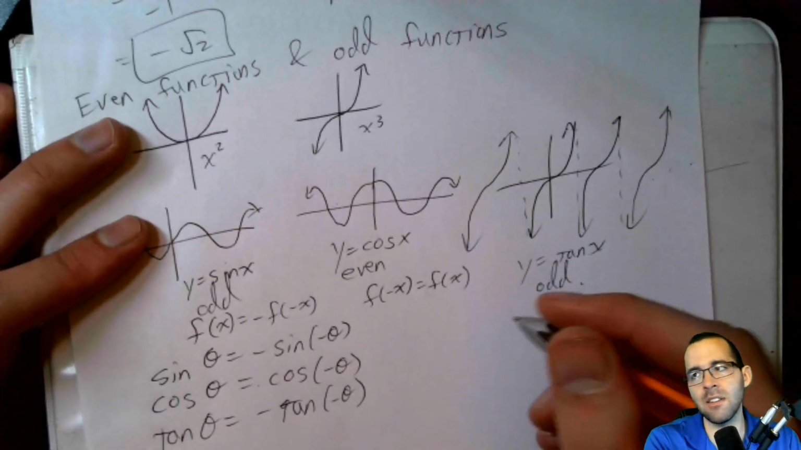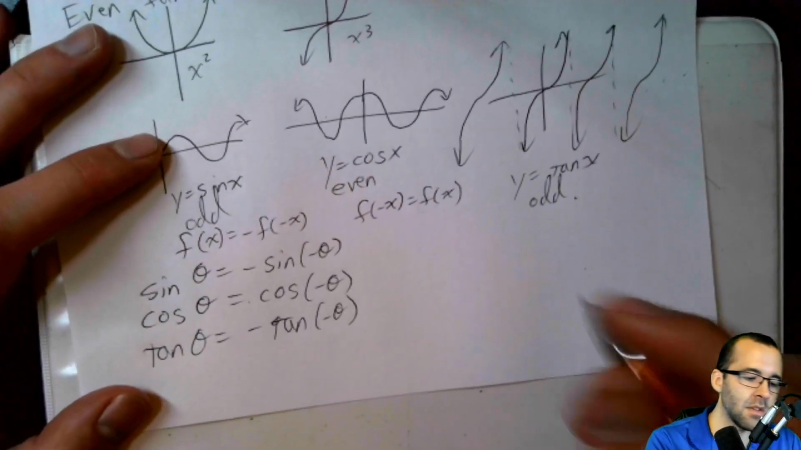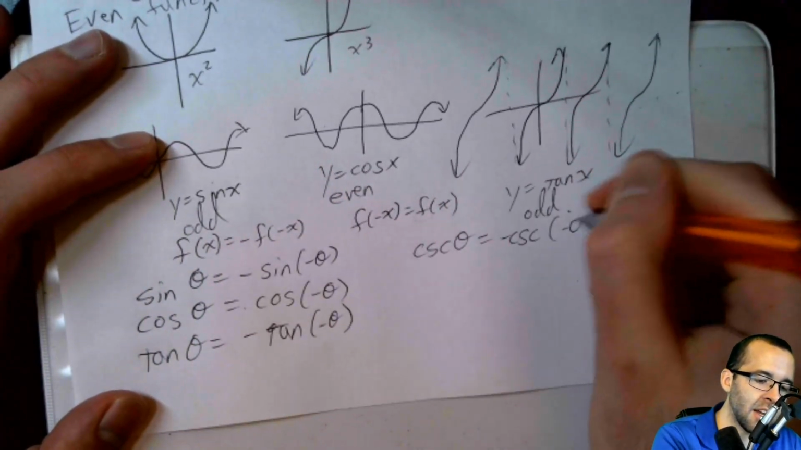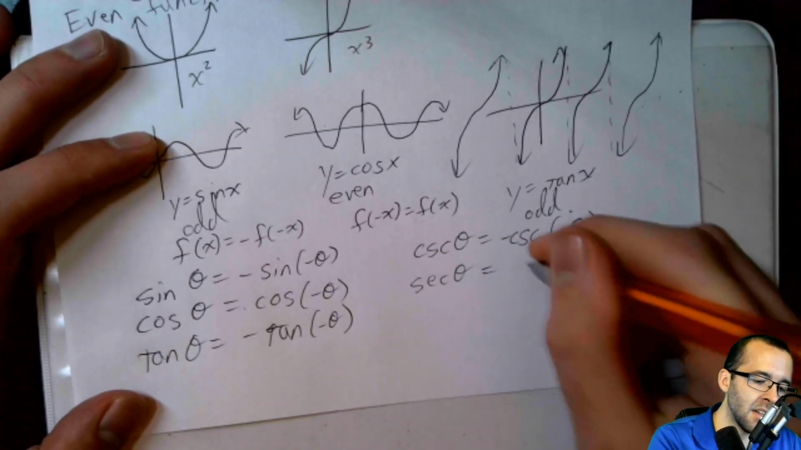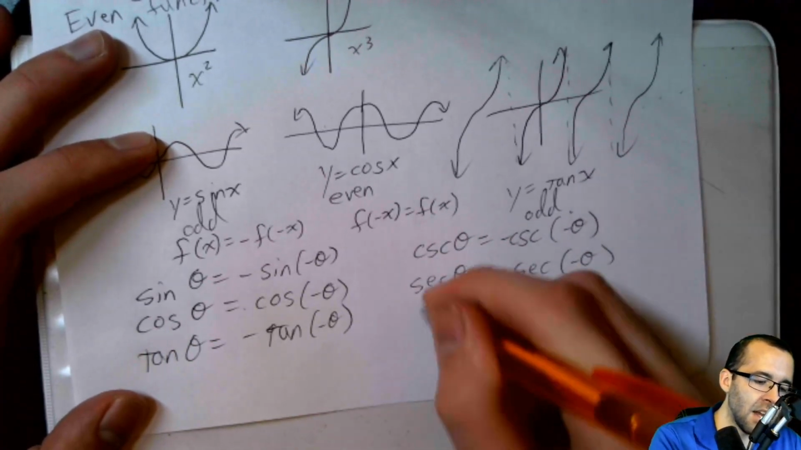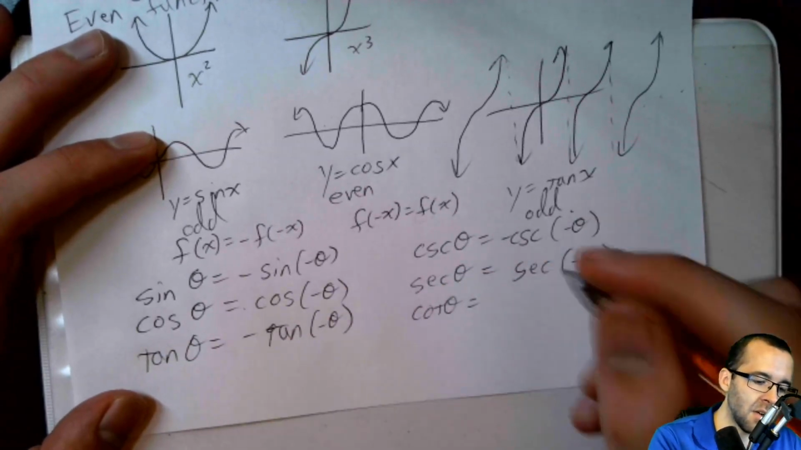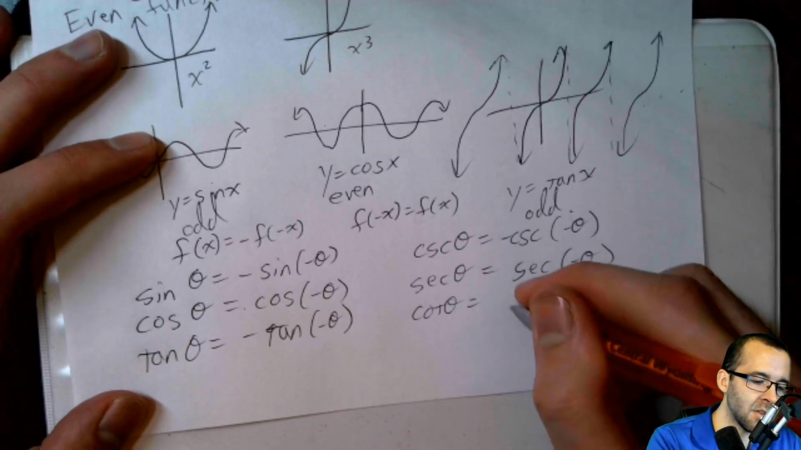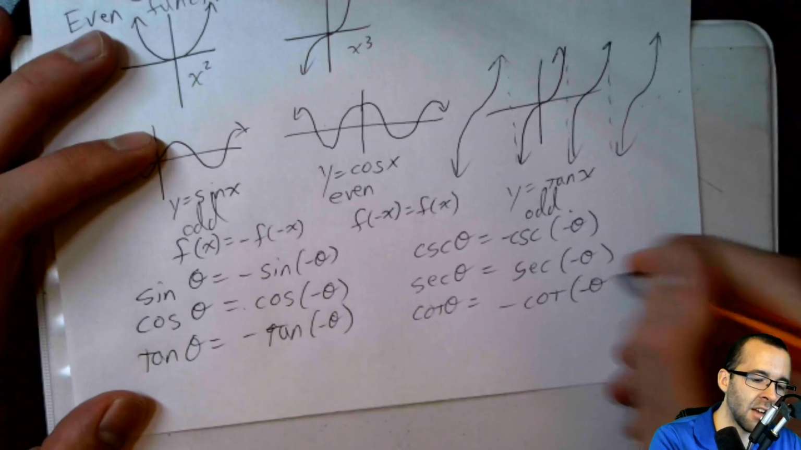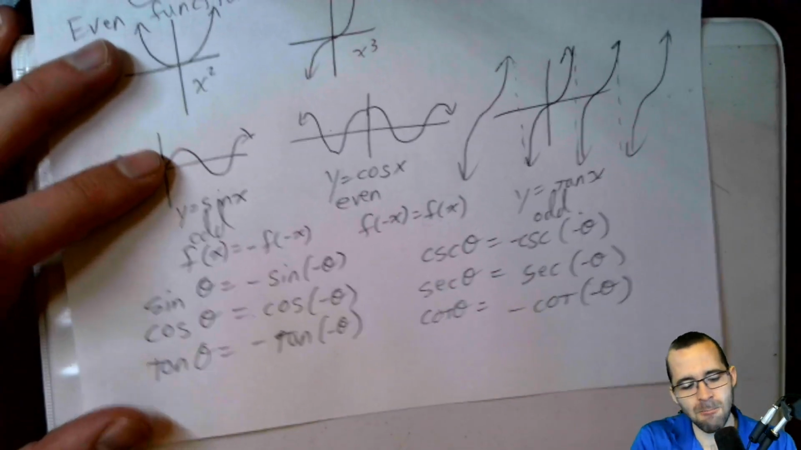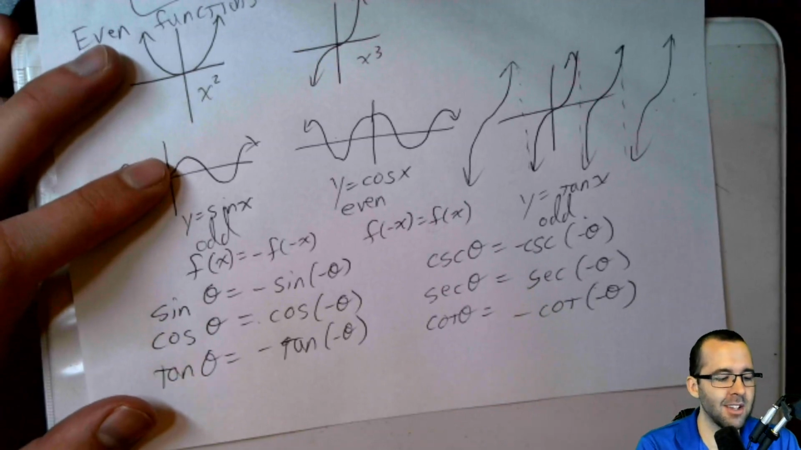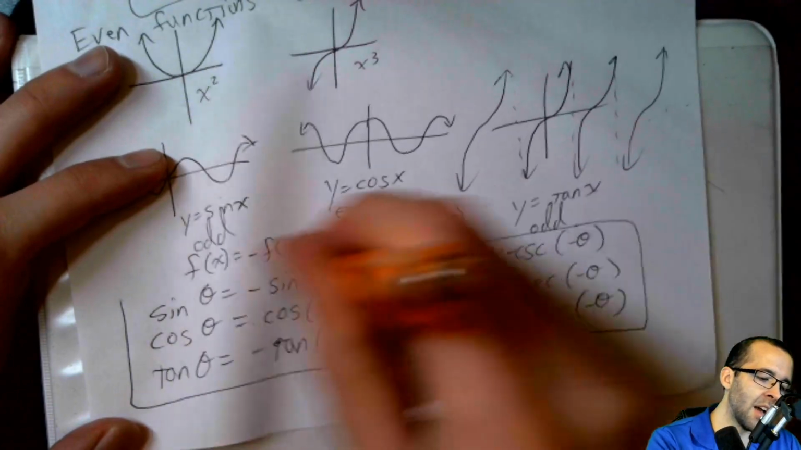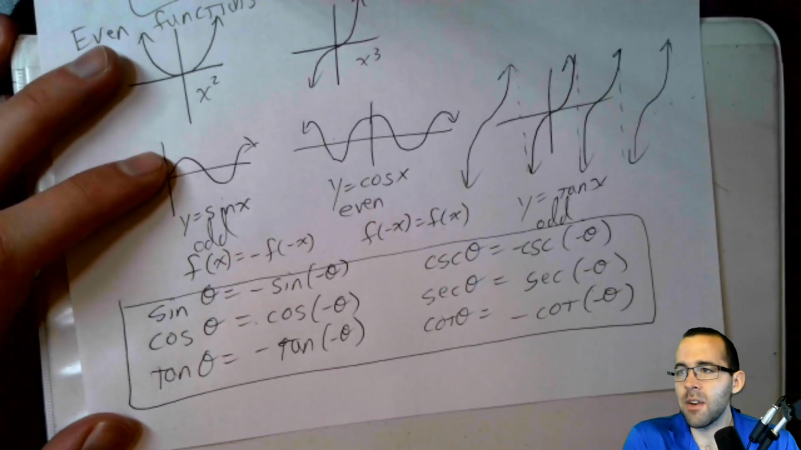And the reciprocal functions are all exactly the same. Okay? So cosecant theta equals negative cosecant of negative theta. Secant theta is also even. It's secant of negative theta. And cotangent of theta is also odd. So it's negative cotangent of negative theta. I was trying to remember what cotangent looked like in my head. And actually, cotangent looks very similar to tangent. Yeah, so there we go. So these are some more identities using the fact whether they're even and odd.